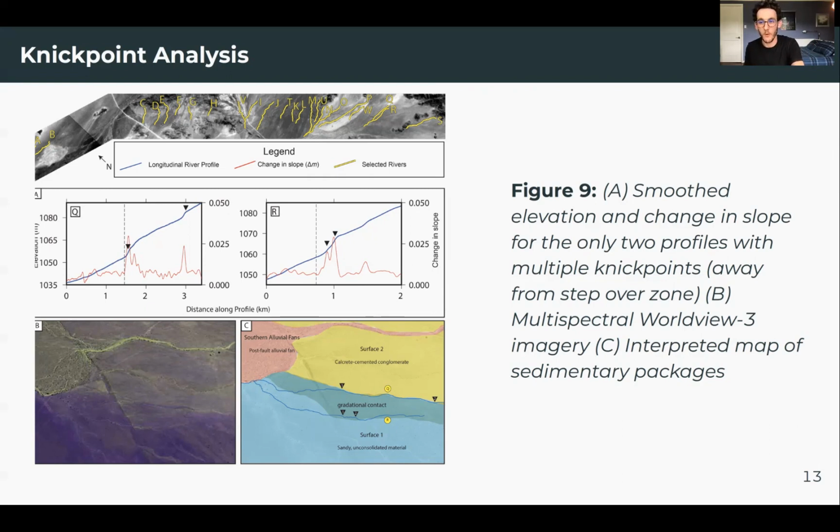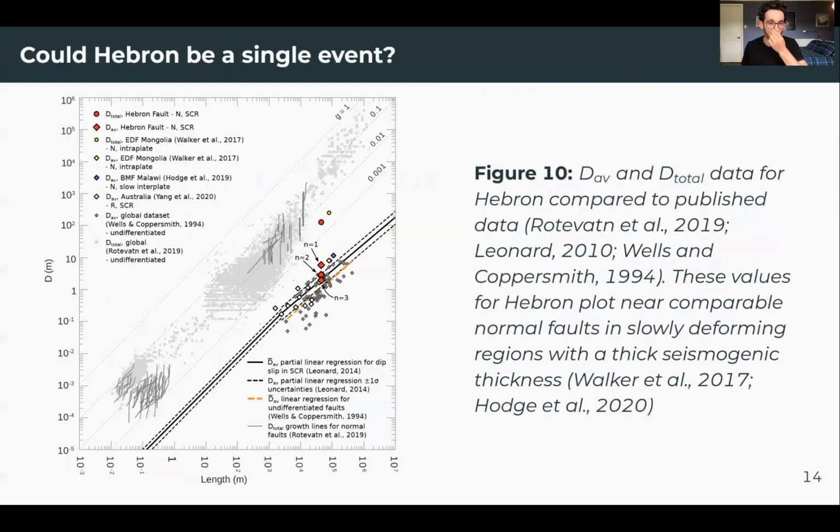Oh, sorry, stream profiles. So the next thing we did was to identify whether Hebron could be a single event, because all of our analyses up to now had suggested that we weren't finding evidence of multiple events. So we had to ask whether a single earthquake could be responsible for producing this fault scarp. What we've plotted here is a whole bunch of slip to length ratios from the literature.